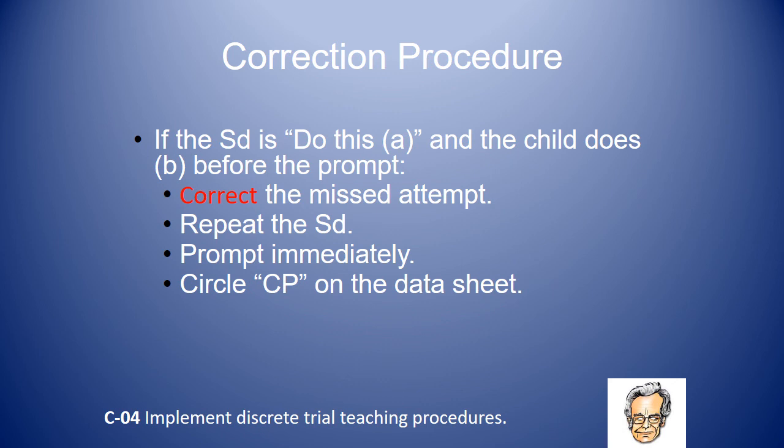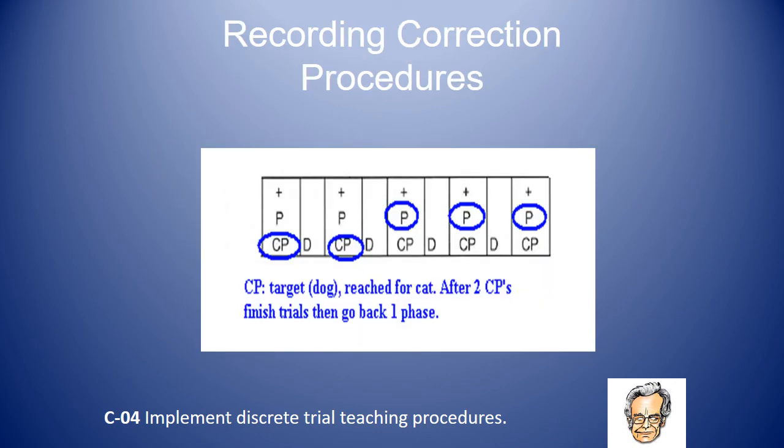So just one more time. If the SD is, say, something like touch your head, and the child touches their stomach, before you're able to prompt them not to, or redirect them not to, correct the missed attempt. You repeat the SD, touch head, prompt immediately, have them touch their head, and then circle CP on the datasheet. That's how you would record a CP.